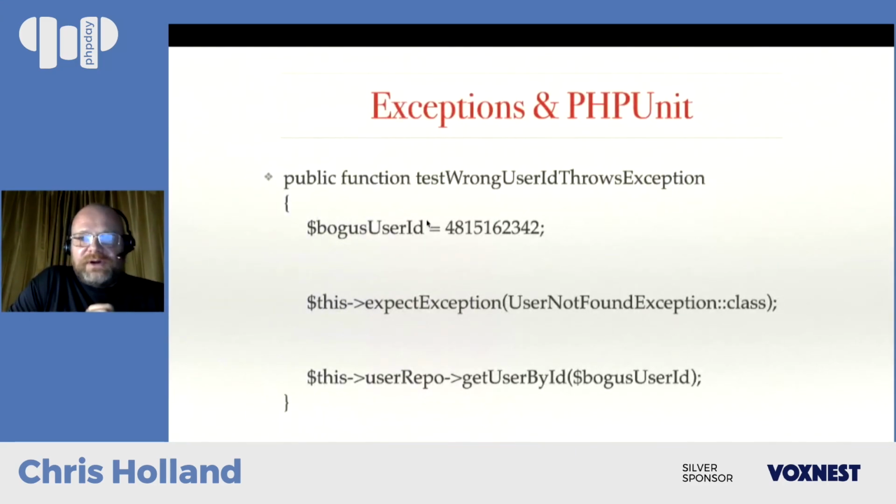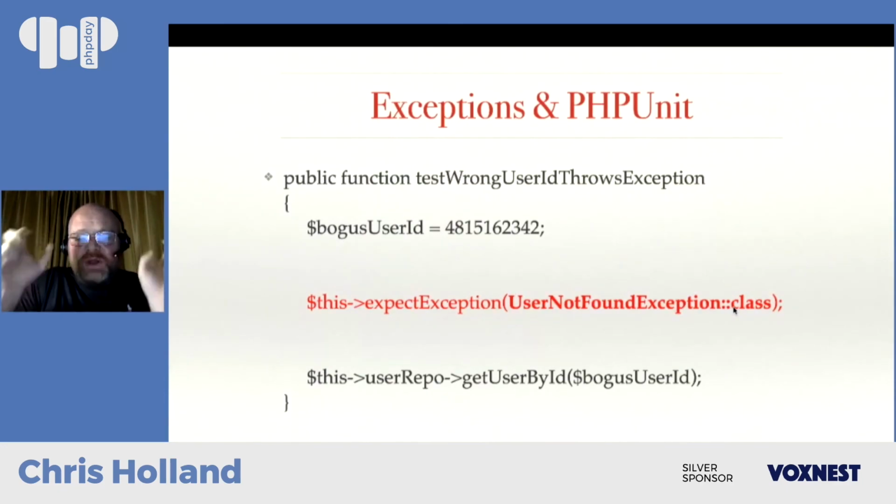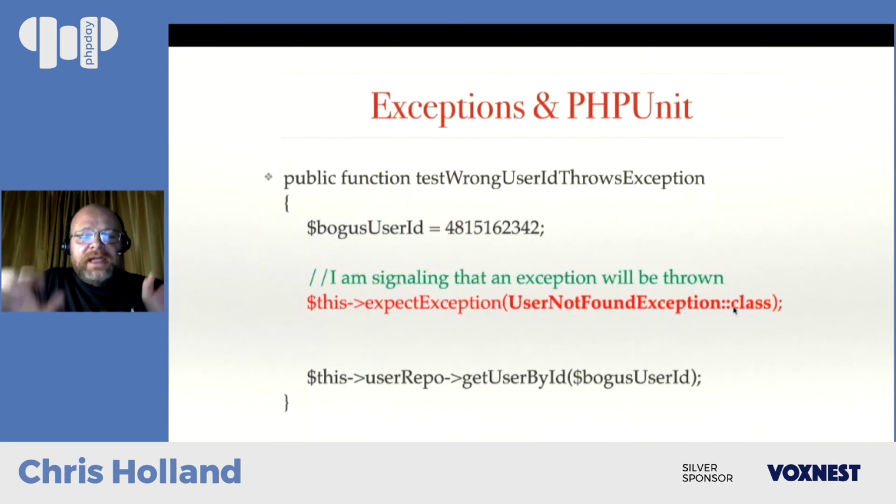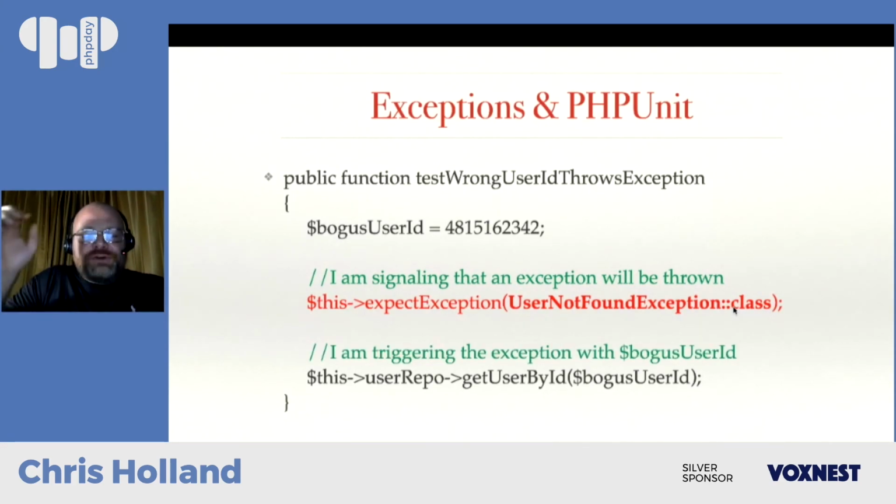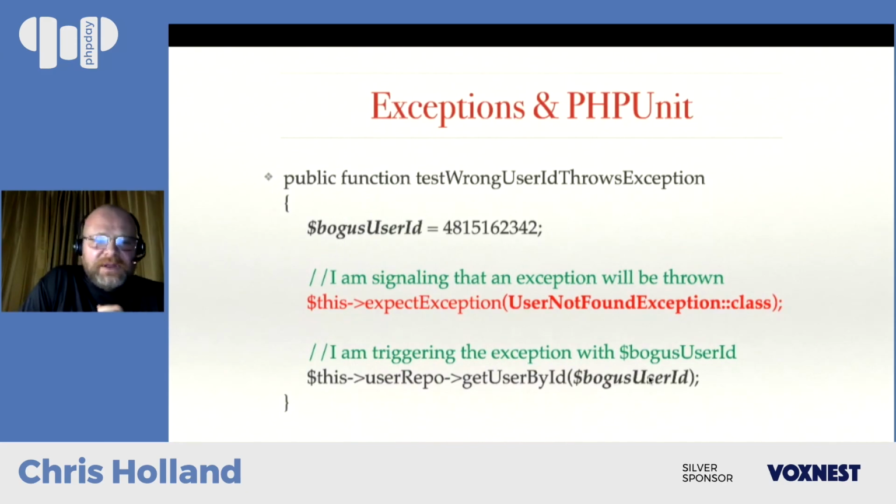I could have a bogus user ID, and then I'm going to say expect exception, that a UserNotFound exception. Now I'm saying, okay, what comes next is going to throw an exception. So I am signaling that an exception is about to be thrown, and then I am triggering the exception throwing behavior with the bogus user ID. And that's it. So if I do all these things, and I actually do throw this exception in my getUserByID code when a bogus user ID is passed to it, then my test is going to pass.